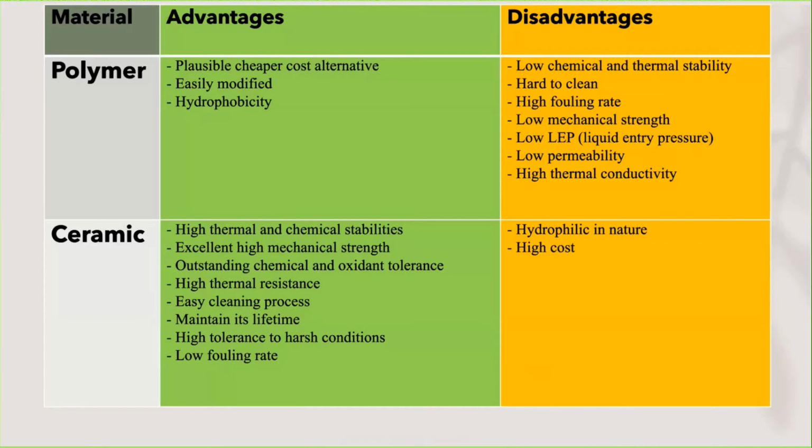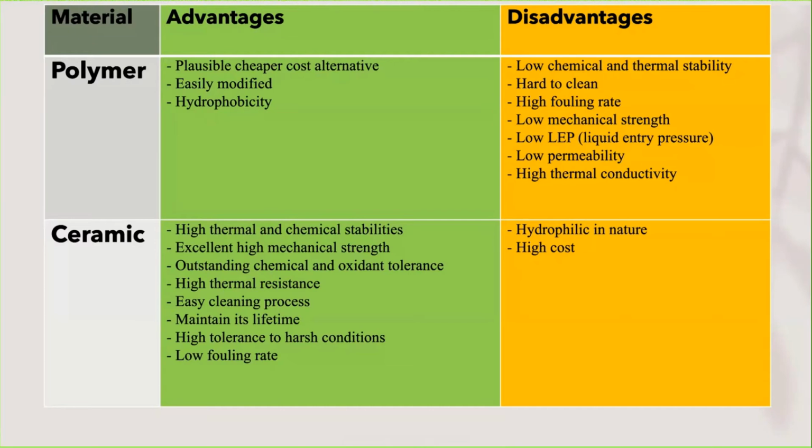Next, we have the comparison between polymers and ceramics as a material for the membrane. We can see their advantages and disadvantages here. First, we have polymers. Polymers have the advantage of being cheaper, easily modified, and hydrophobic. However, they have low chemical and thermal stability. They are hard to clean.